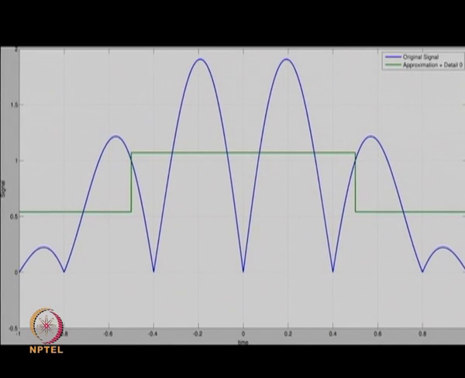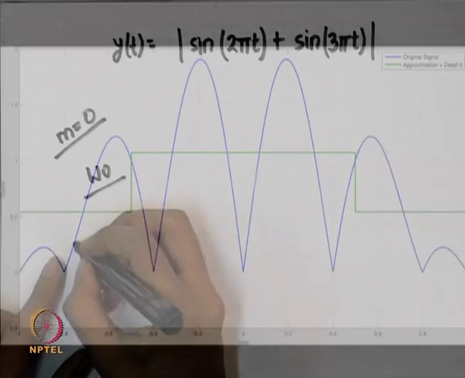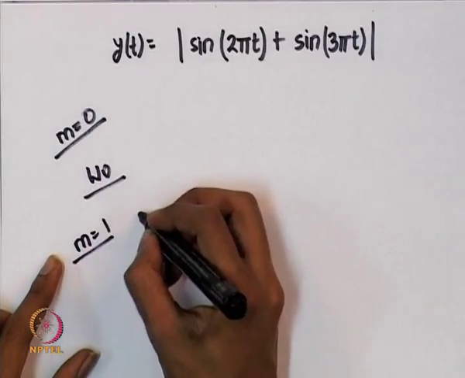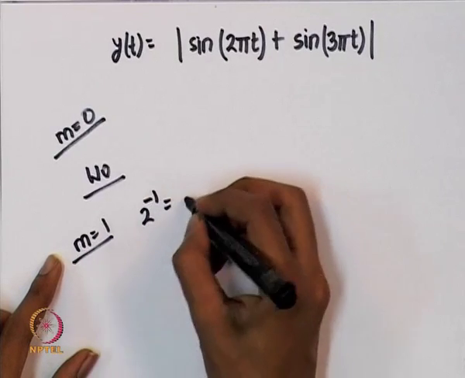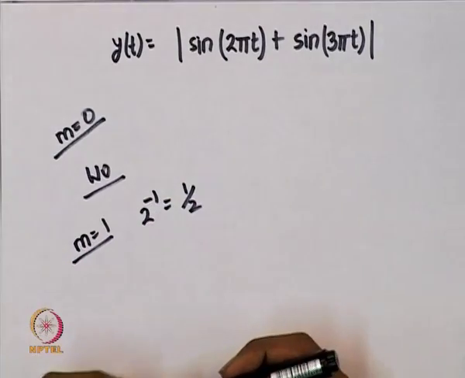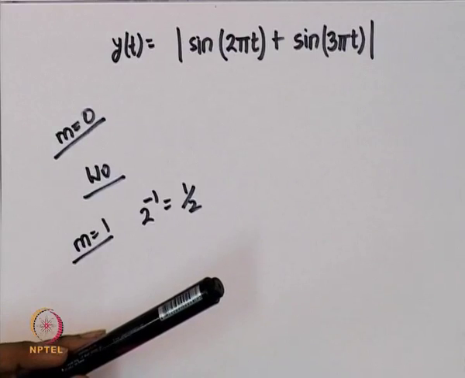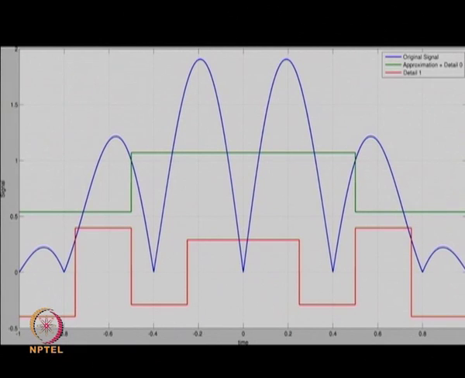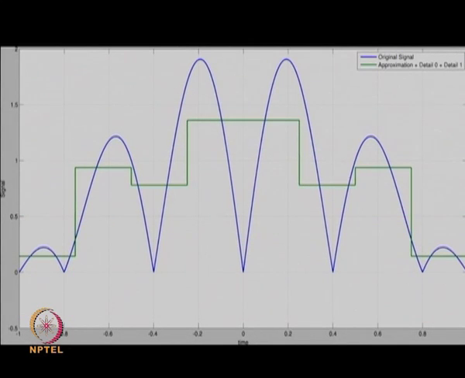Now we can add finer details to the function. We take the interval of size 2 to the power minus 1, that is half, and we add the detail, shown in red, to the approximation that we just got. When we add these two, we get a much better approximation to the original signal.